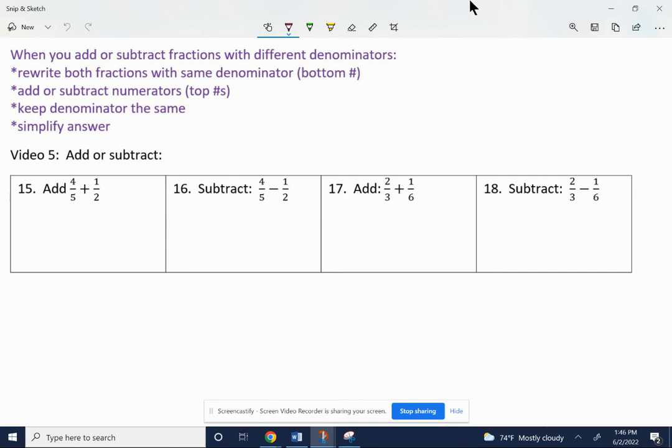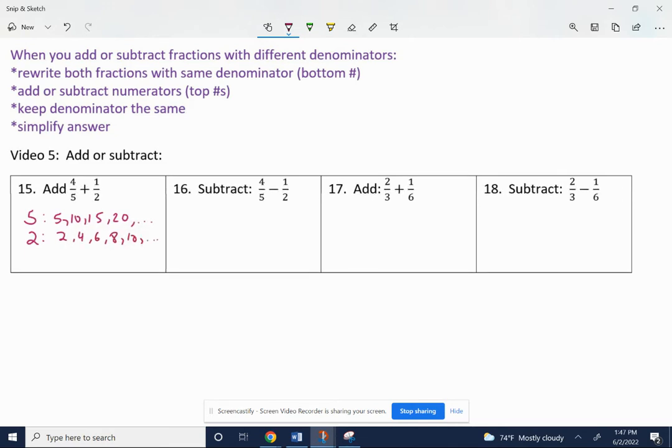Okay, so let's look at the first problem. 4/5 plus 1/2. I need to know the common denominator. I don't know if this is how you were taught, but this is one way to find the common denominator. You could count by your denominators of 5 and 2. Count by 5s: 5, 10, 15, 20, keeps going. Count by 2s: 2, 4, 6, 8, 10, 12.